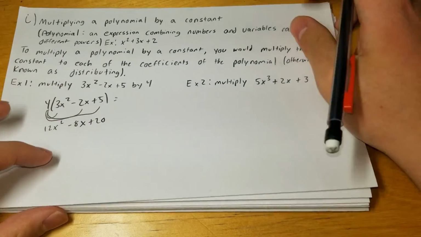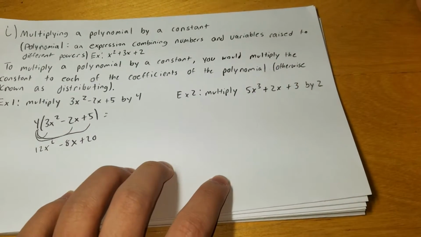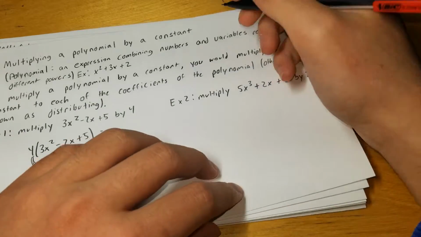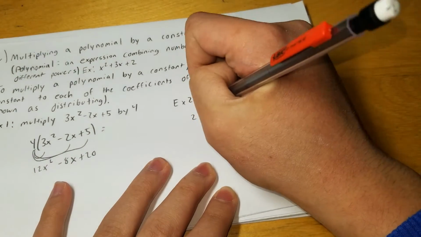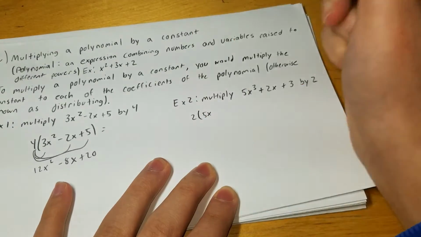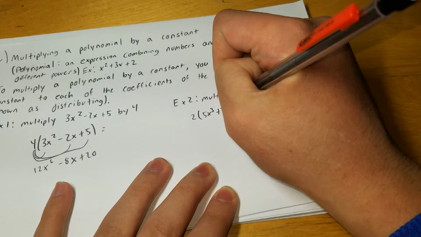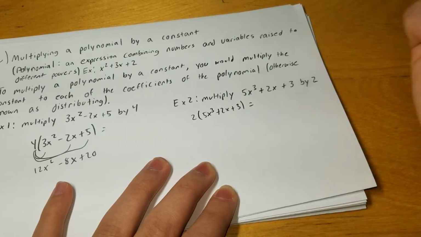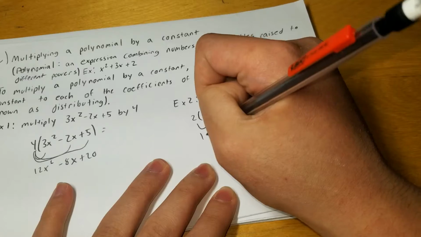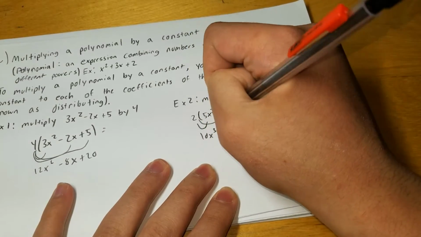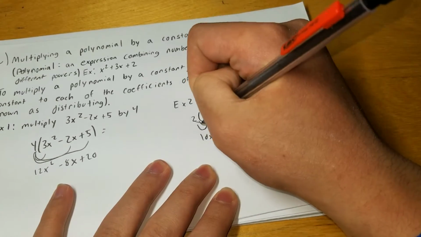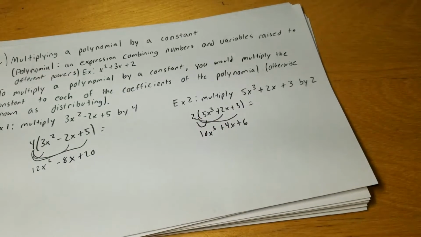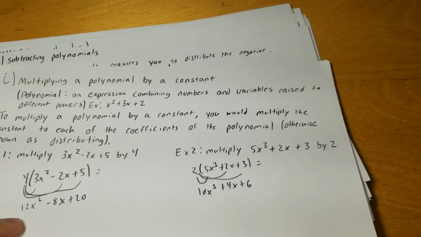Example 2. Multiply 5x cubed plus 2x plus 3 by 2. Alright, so once again, set up the equation. And then distribute. So 10x cubed plus 4x plus 6. And that will be your answer. Okay, moving on.